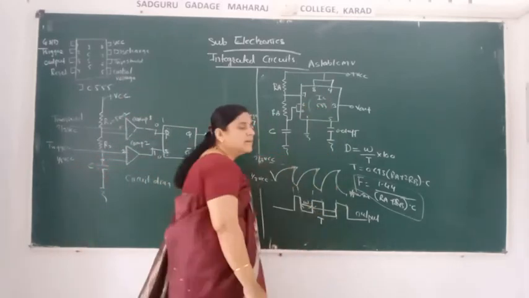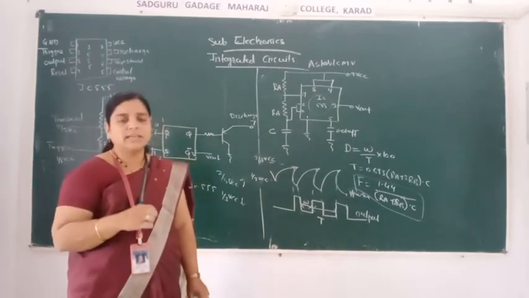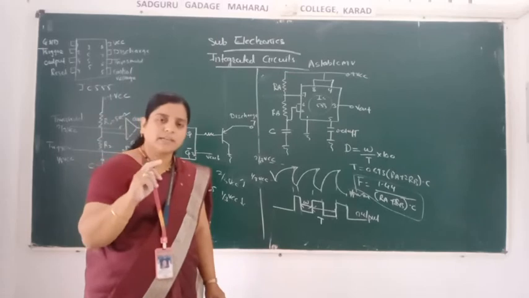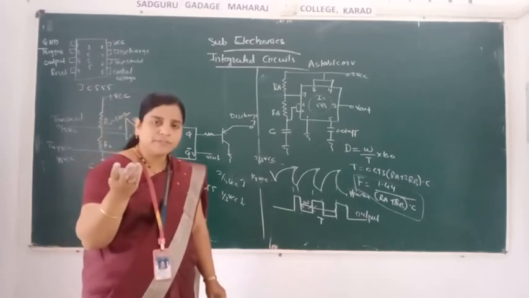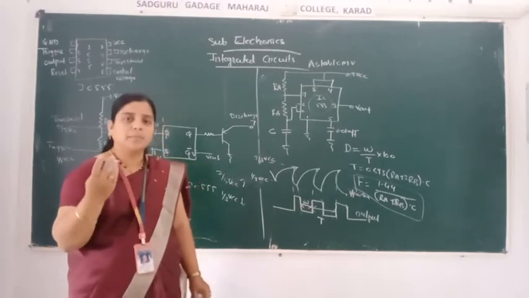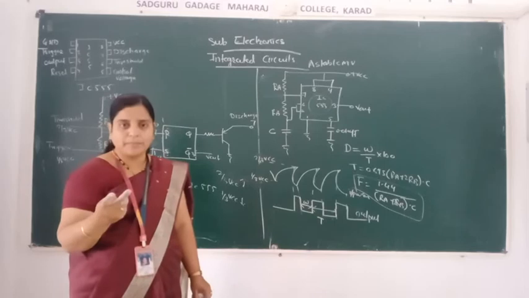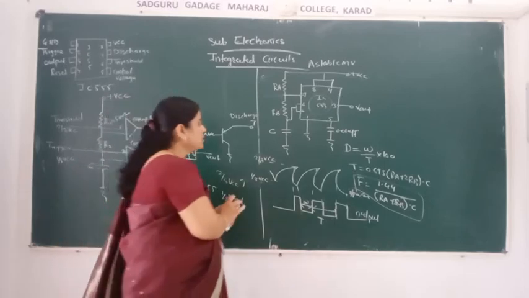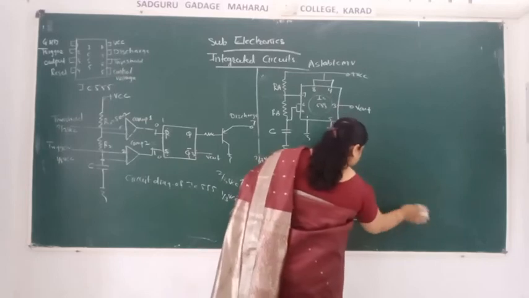The IC is IC555, so the function of IC555 is there. Two inputs are used, trigger input and threshold input. If the threshold input is above 2/3 of VCC and the trigger input is above 1/3 of VCC, then both comparators will be in the high state. So this much only you have to remember for the astable multivibrator.